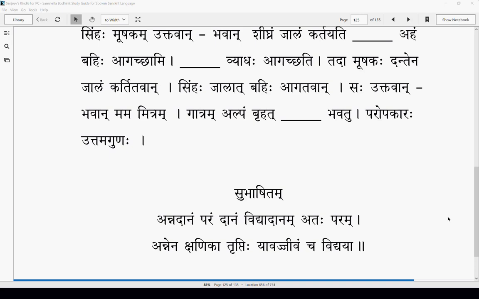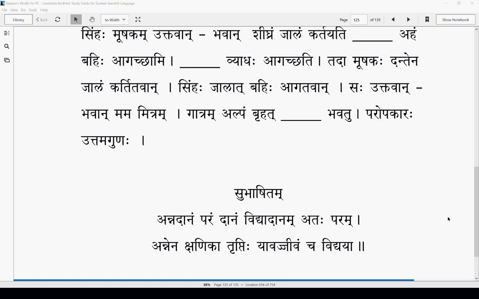Anyone want to, this is a simple one, you want to say Mangala Bhagini, you want to explain this? Meaning? Annadhanam param dhanam, vidyadhanam ataha param. Annadhana is greater than vidyadhana. Annena kshanika tripti yavad jivam cha vidya. Knowledge gives permanent contentment, whereas annam gives temporary contentment.